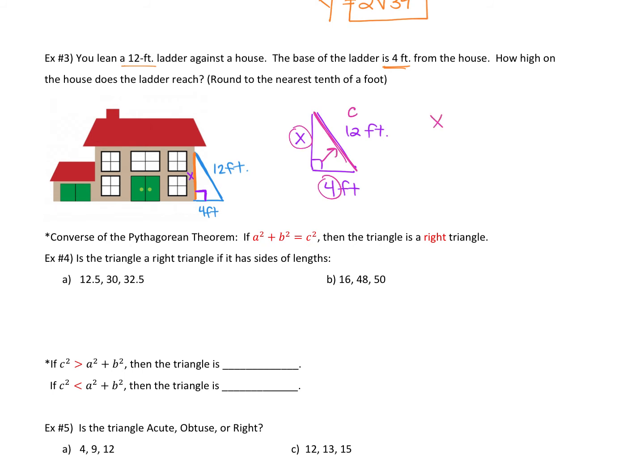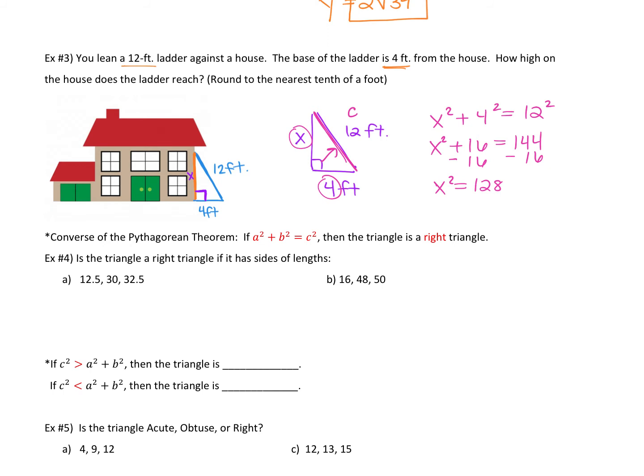So we're gonna say X squared plus 4 squared equals 12 squared, okay? So that's X squared plus 16 equals 144. And then we're gonna take away the 16. So we get X squared equals 128.